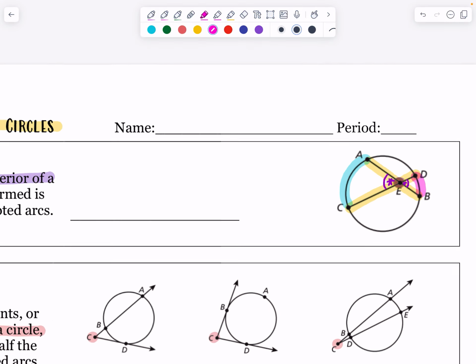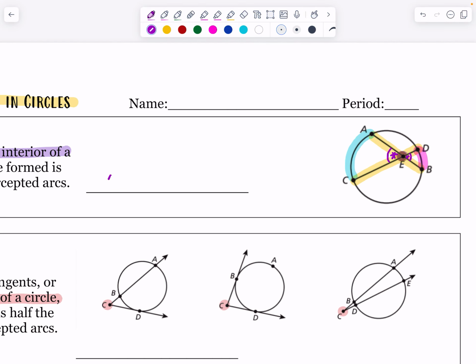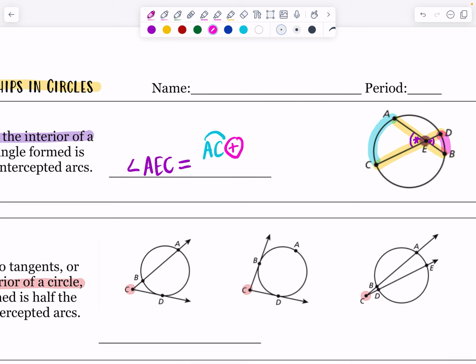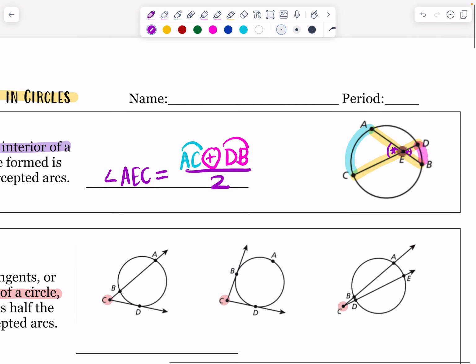So if we want to find that purple angle, either of those purple angles, angle AEC is going to be equal to blue plus pink divided by 2. So let's write that out. Arc AC plus, because it says sum, over here it says the sum of the measures, so sum plus pink, arc DB, divided by 2. Okay, so you add together blue and pink, you divide by 2, and that will give you the star angles. I could do the same thing if I wanted this heart angle AED. I would do the top arc plus the bottom arc divided by 2, and that would give me either of those heart angles as well.